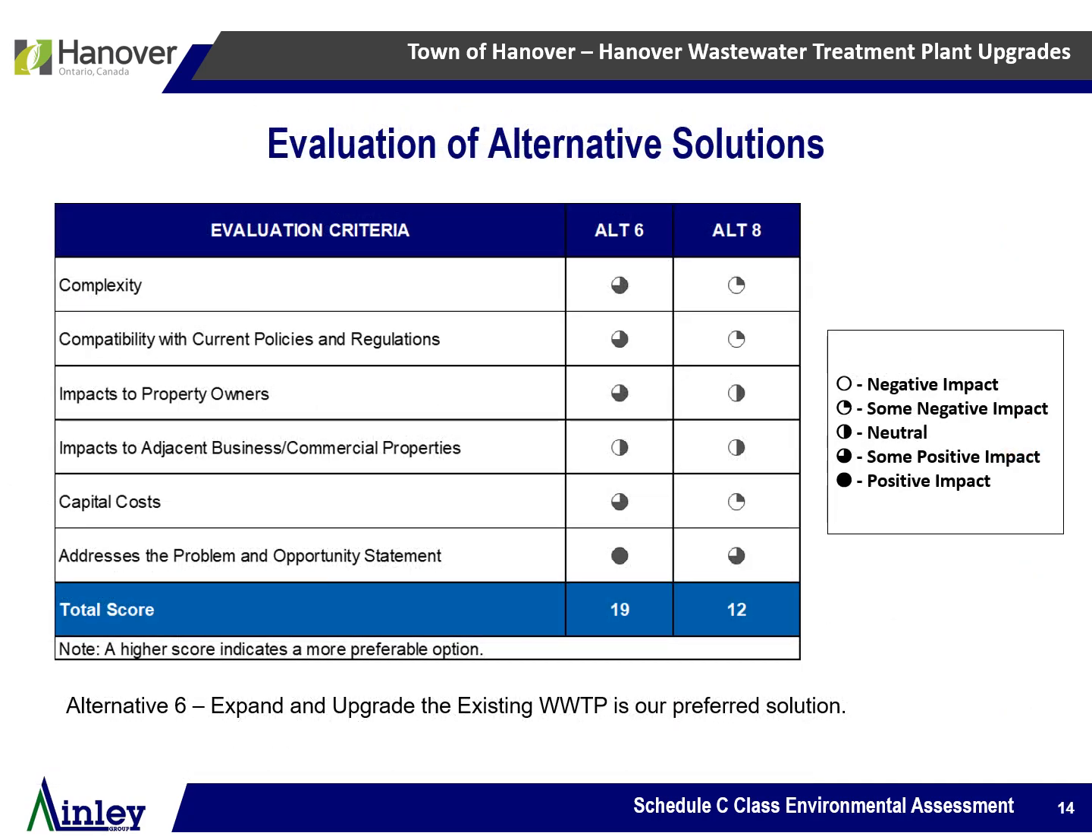The long-listed alternative solutions were evaluated against the following criteria: complexity, compatibility with current policies and regulations, impacts to property owners, impacts to adjacent business and commercial properties, capital costs, and their ability to address the problem and opportunity statement. Overall, Alternative 6, expansion and upgrade of the existing wastewater treatment plant, is the preferred alternative.